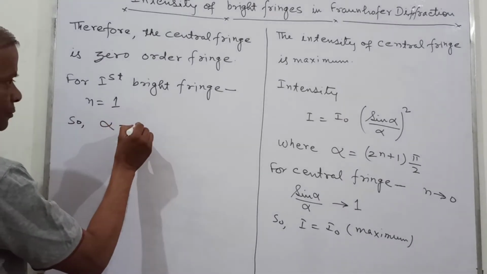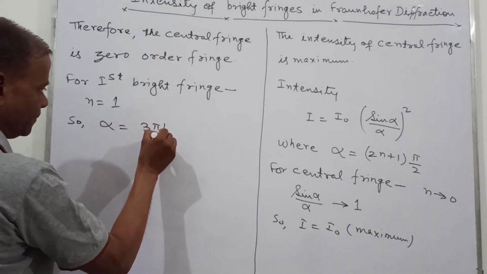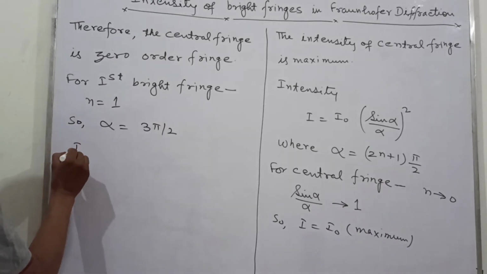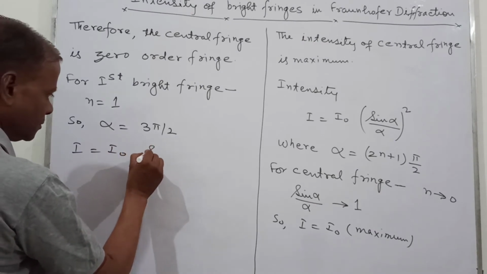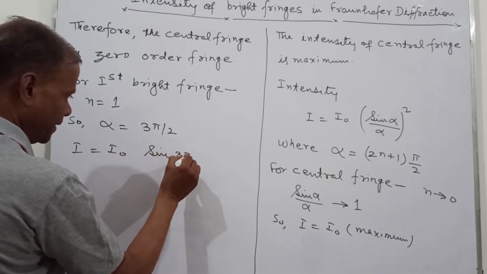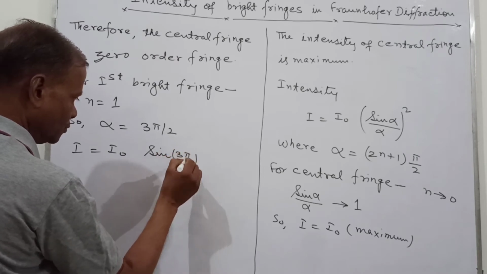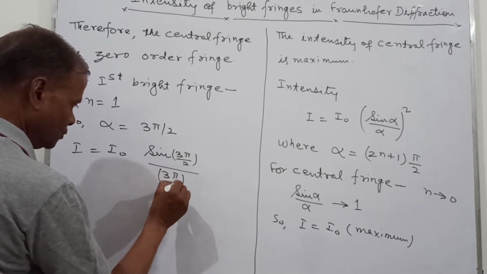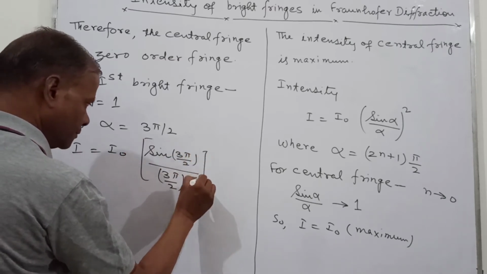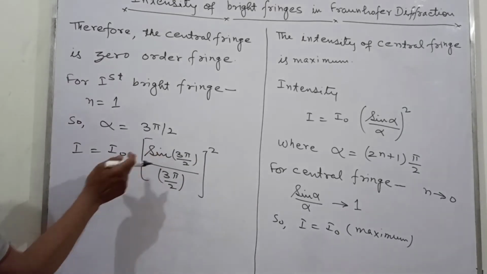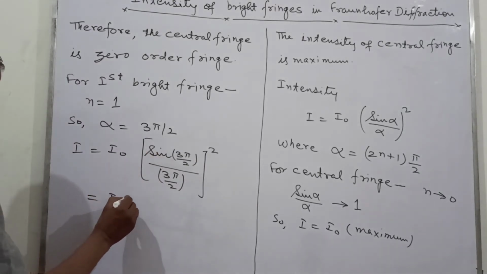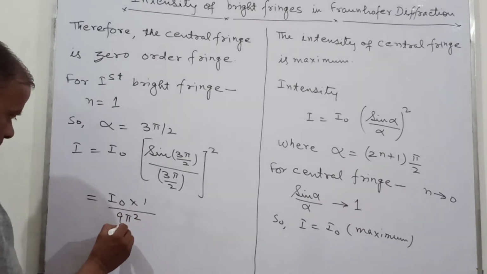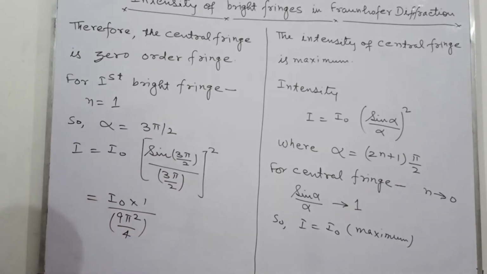So alpha equal to 3 pi upon 2. So I equal to I naught, sin 3 pi upon 2 upon 3 pi upon 2, and this is now whole square. So this is equal to 1, I naught into 1 upon, this is now your 9 pi square upon 4. This is not so much.